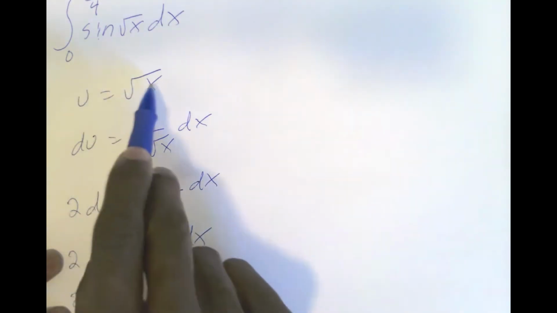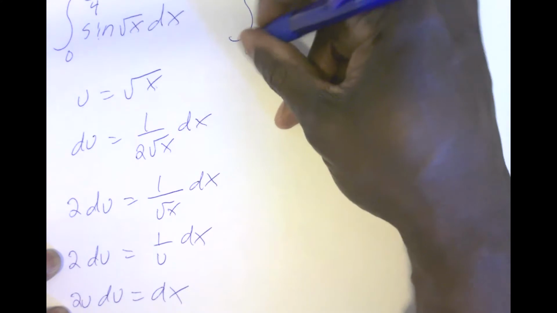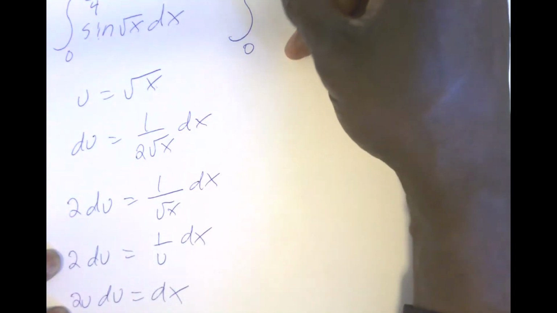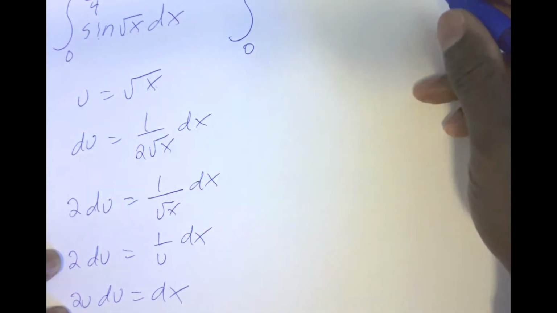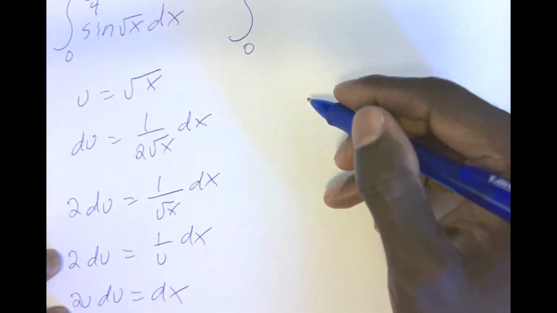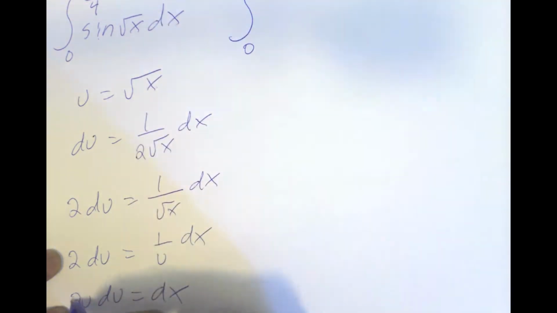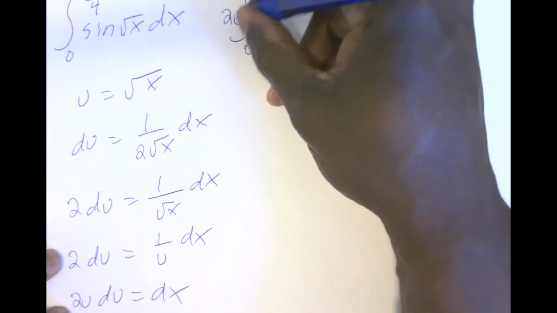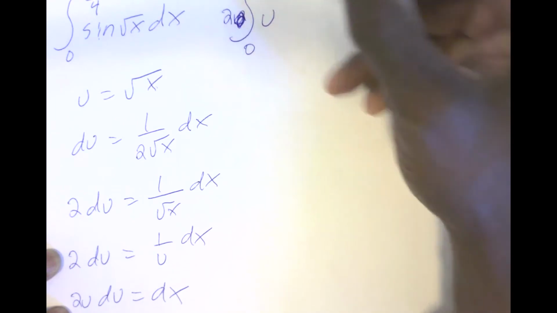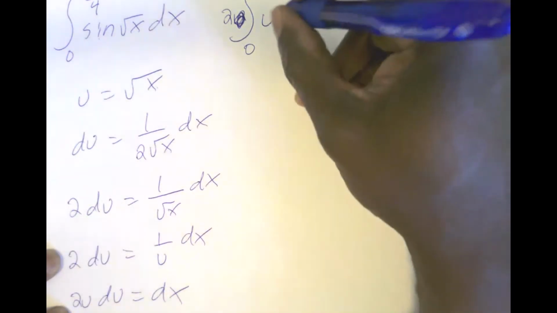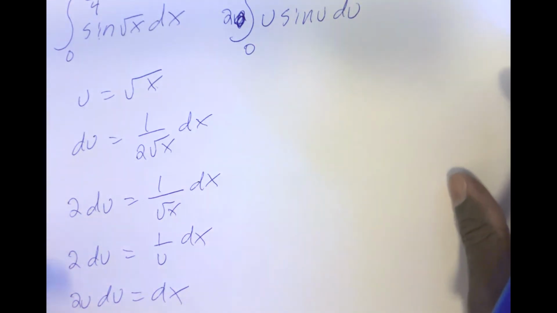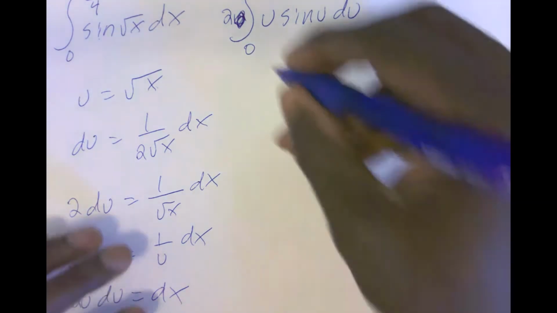I'm going to change the variables as I do the substitution. When x is 0, u is 0. And when x is pi squared over 4, u is pi over 2. So there's the change of variables. Then our dx is 2u du, so we have 2u sine u du.